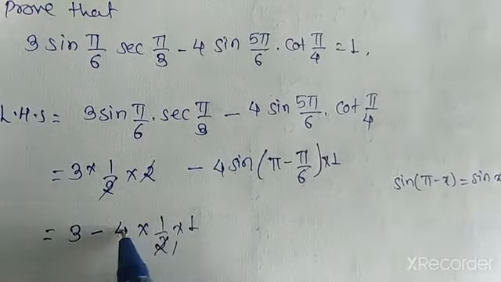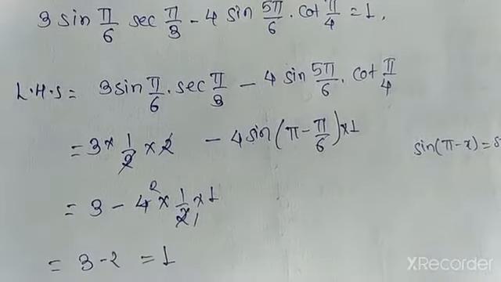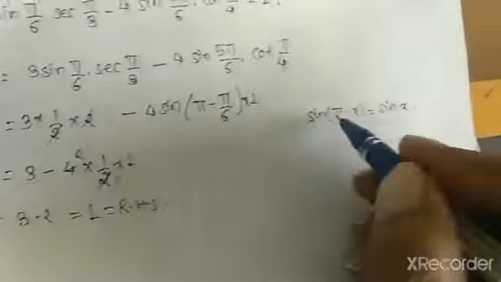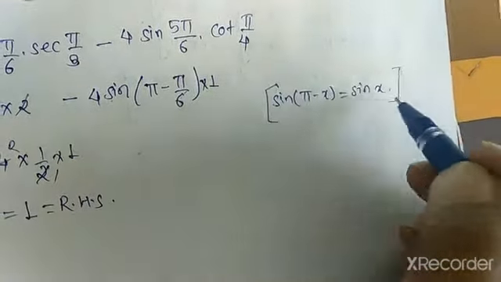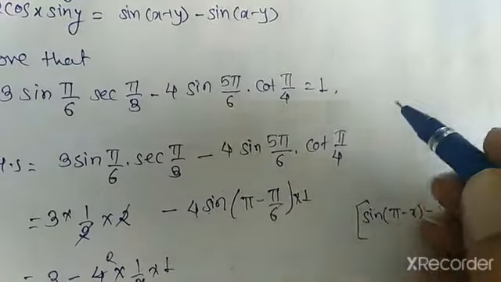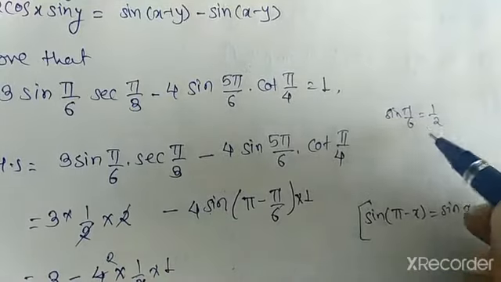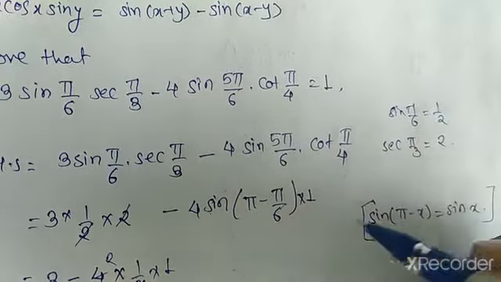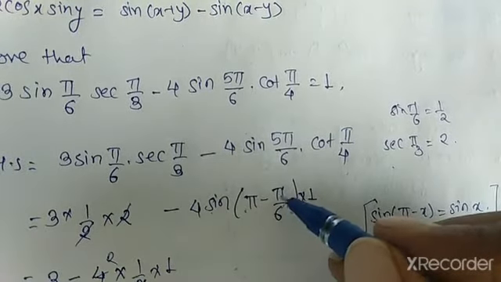So 2 ones are 2s, so it gives 3 minus 2 is equal to 1, which is equal to RHS. Here we have used the formula sine of pi minus x is equal to sine x, and we have substituted the values: sine pi by 6, which is 1/2, next sec pi by 3, which is equal to 2, next sine 5 pi by 6 we have written in pi minus pi by 6 form.